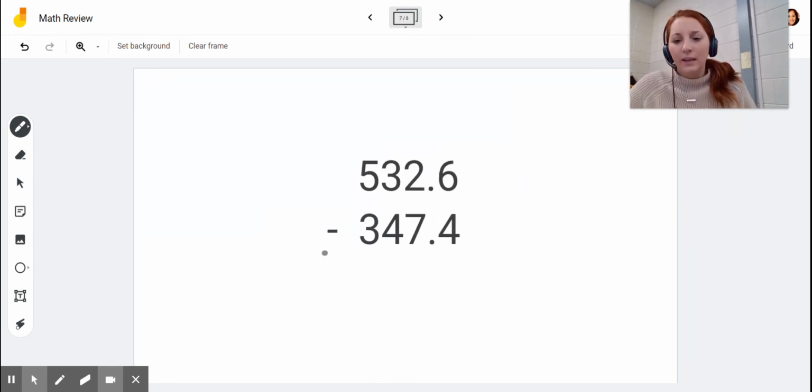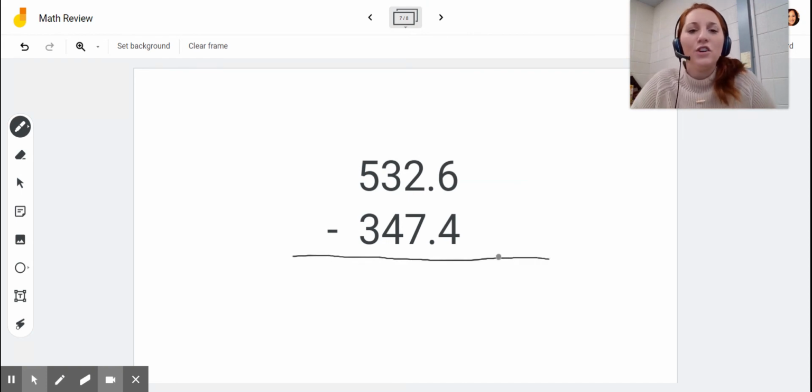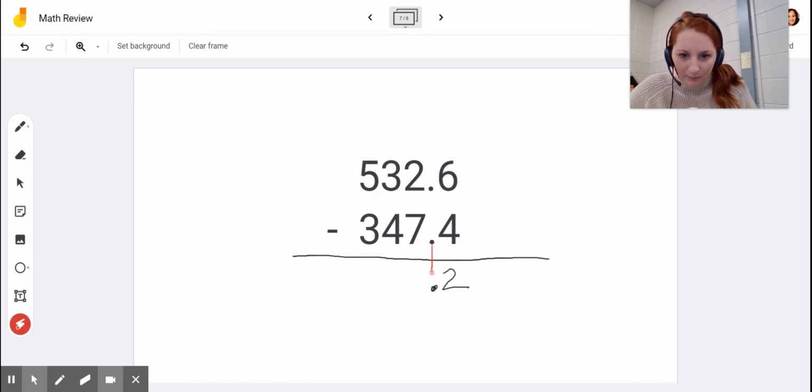Let's do one more example using a decimal with subtraction. So I have 532.6 minus 347.4. 6 minus 4, got more on top. No need to stop. 6 minus 4 is 2. I drop my decimal. I put my 2 there. What I mean by drop my decimal is I put it directly below where the decimals are.